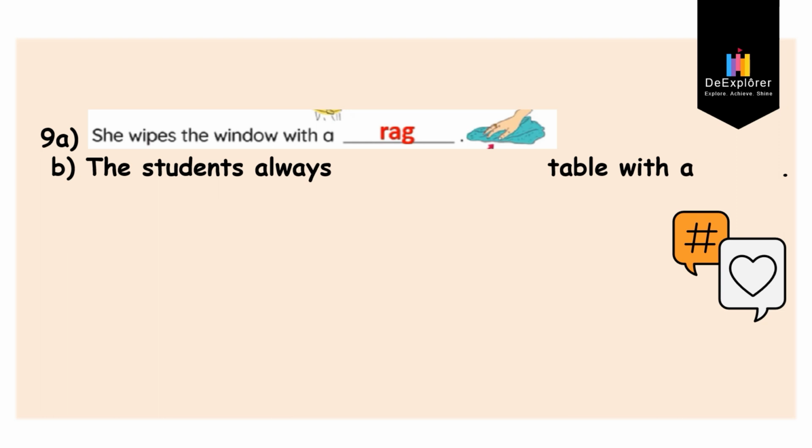刚才是抹窗对吗？ Wipes the window. So I want you to change the word to wipes the table. But you have to ask yourself, the students always wipe or always wipes? 学生多还是少？ Okay? 去想啊. The students always wipe or the students always wipes the table with a rag. Okay, that is for your number 9B.